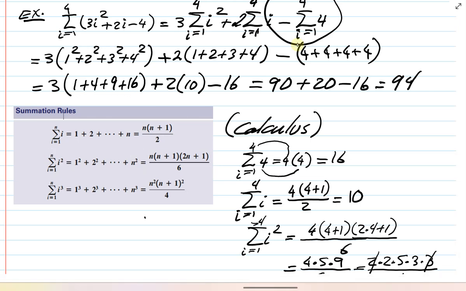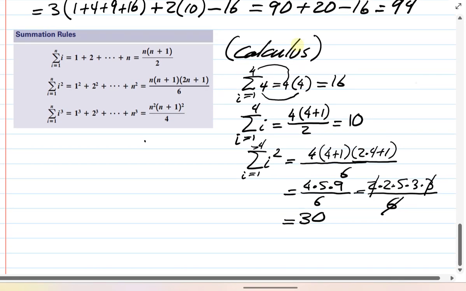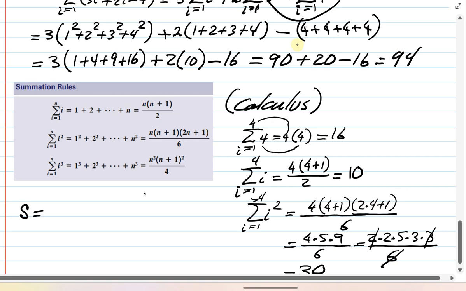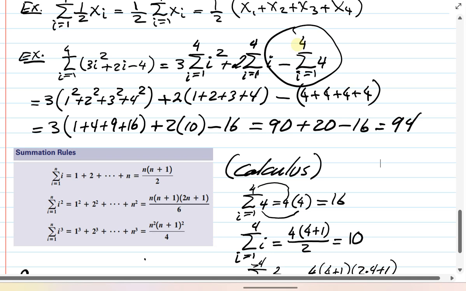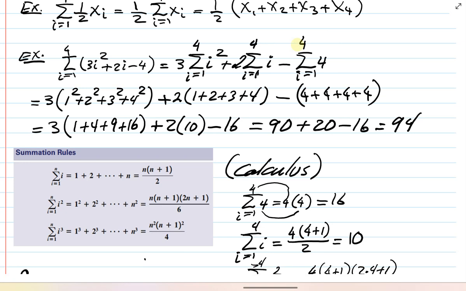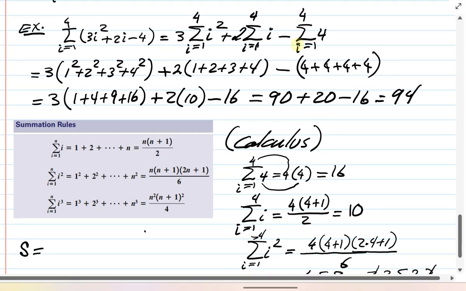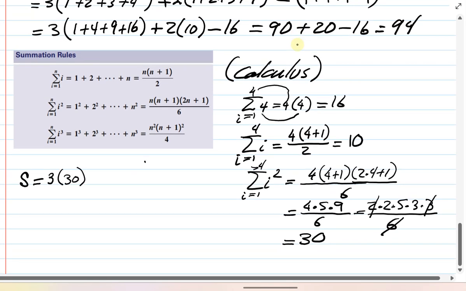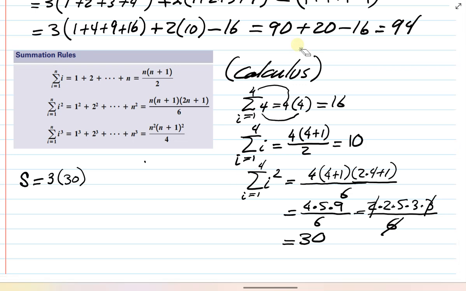Okay, now I can actually redo this example using the properties of sigmas. So call S the sum. We already have the answer, by the way, folks. The answer is 94. But I just want to use the properties to show you how these summation rules work. So that's 3 times the sigma of i squared. We did that one. That one turned out to be 30 right in here. True? That's the sigma of i squared.